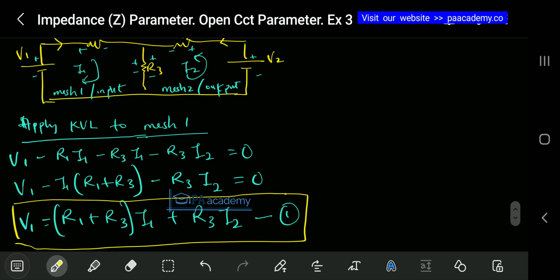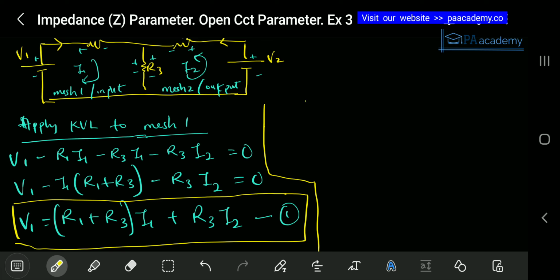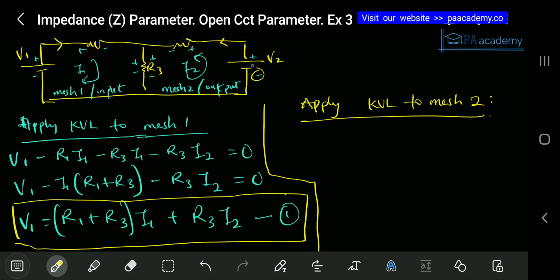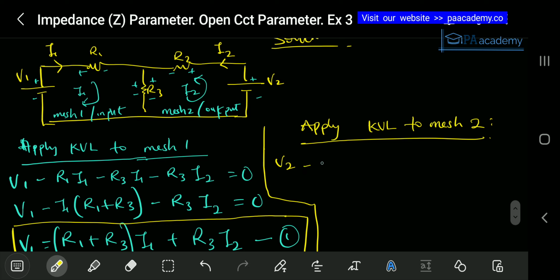So now let's go ahead and do the same thing. So let's go ahead and apply KVL to mesh 2, which is our output side. So let's start with the V2. So from negative to positive. So that would be V2. Then if we should come here to our R2 now, from positive to negative. So that will be minus R2 I2. So from positive to negative, we're on R3 now. And that is due to current I2. So that will be minus R3 I2 from positive to negative due to current I1. So that will be minus R3 I1, then that's all for the output side, equals to 0.